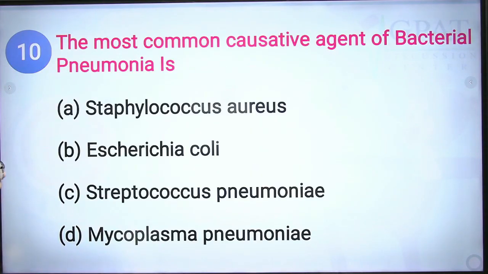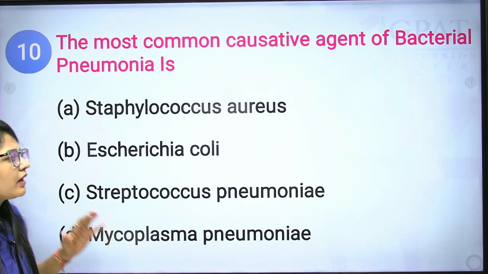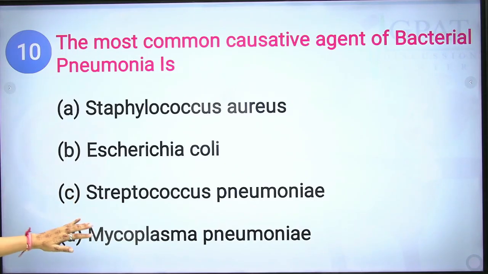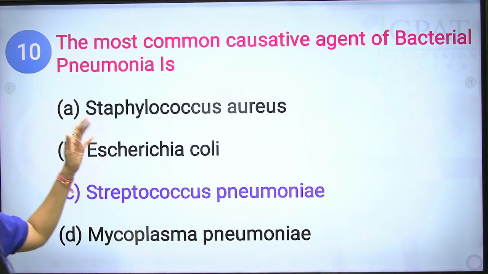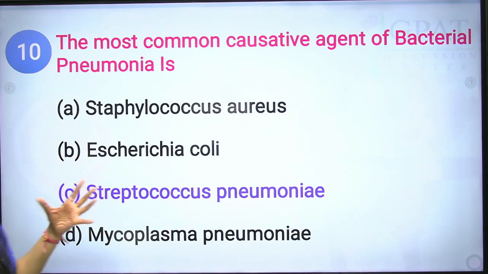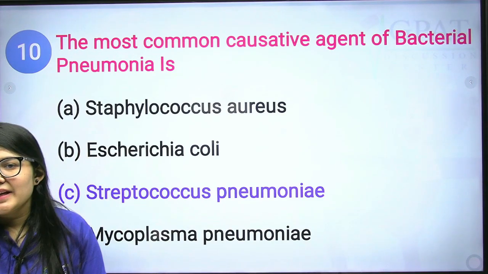Okay? Fine. And the last question. The most common causative agent of bacterial pneumonia is, okay, fine. The correct answer you can see directly, that is Streptococcus pneumoniae. This is the most common causative agent that causes bacterial pneumonia.